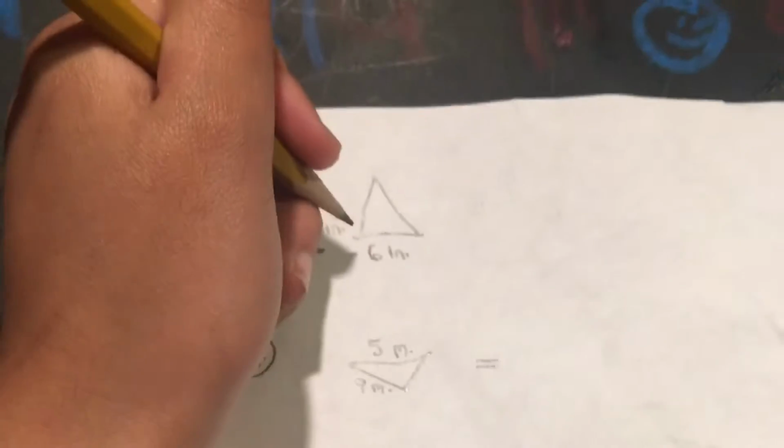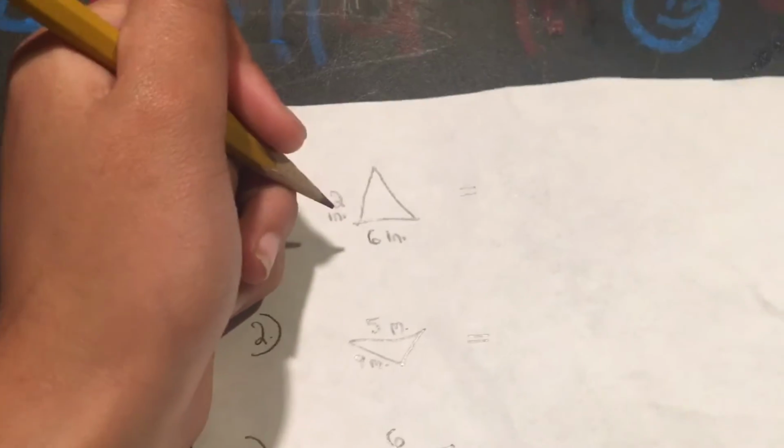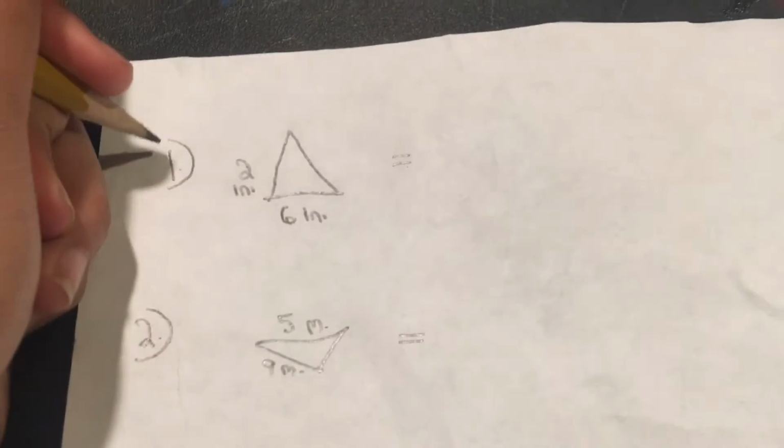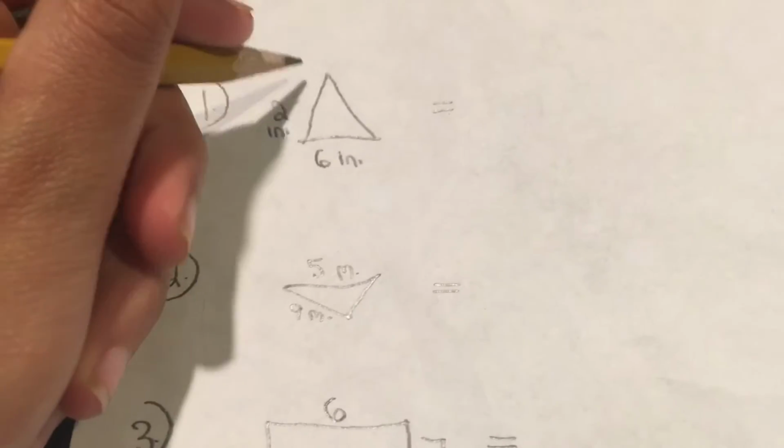So, I'm going to be instructing you on a few formulas that can help you solve these a lot more easily. In our first problem, we have a triangle, 2 inches and 6 inches. I've done it all in order, so don't worry. As you can see, we're trying to find the area of this.